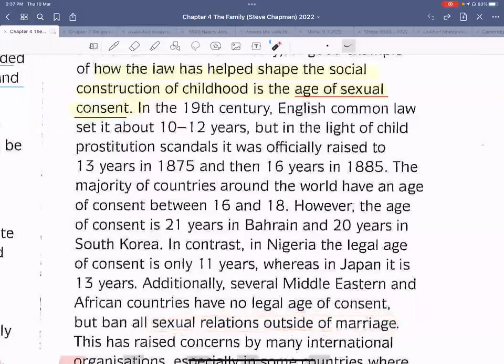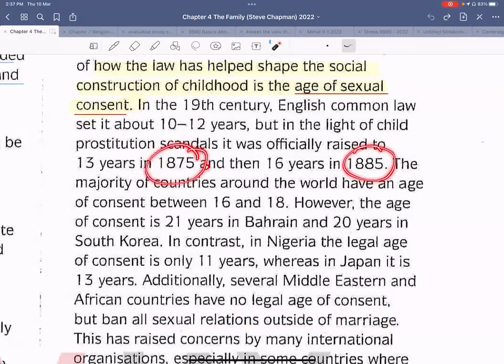In the 19th century, English common law set it at about 10 to 12 years, but in the light of child prostitution scandals, it was officially raised to 13 years in 1875 and then 16 years in 1885. Clear here? The majority of countries around the world have an age of consent between 16 and 18. However, the age of consent is 21 in Bahrain. So if we have a look at a cross-cultural comparison, if we compare different cultures, we'd find we have Bahrain over here, South Korea, Nigeria, and Japan. Different countries have different ages of sexual consent.